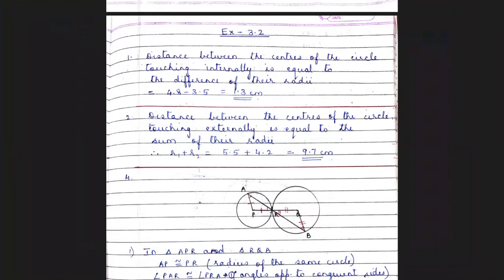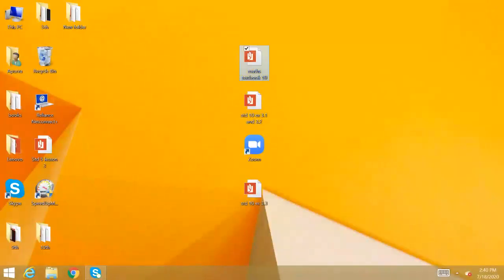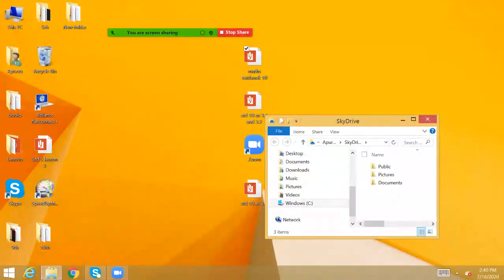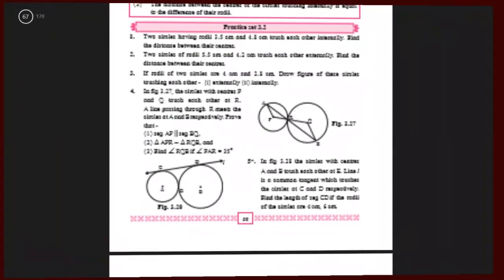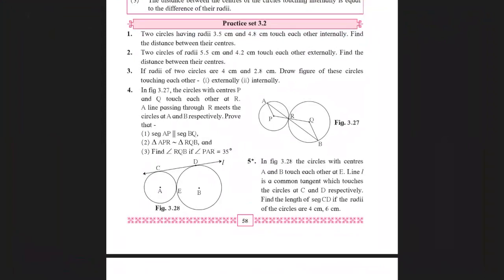Now the second question is they touch externally and you have to find out the distance between the centers. Two circles of radii 5.5 centimeter and 4.2 centimeter touch each other externally. Find the distance between their centers. So you have to add both of them, 5.5 and 4.2, you get your answer 9.7 centimeters. Okay. Next, the third question again is very simple.